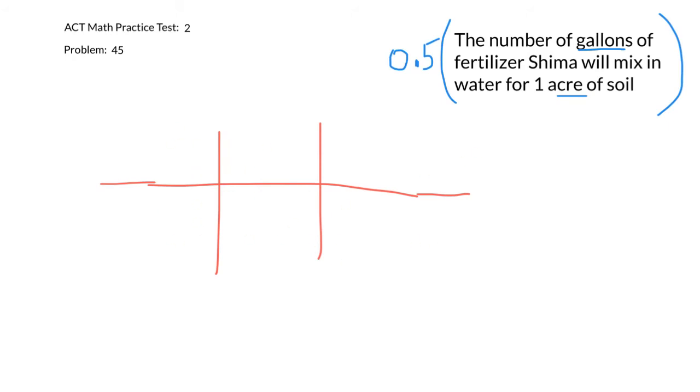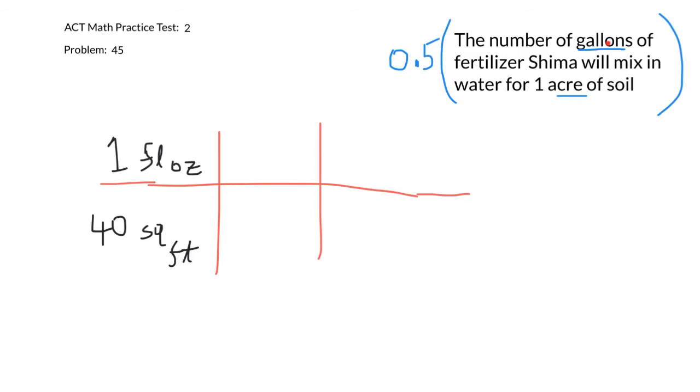But first, we need to fill up this table with the various relationships that were presented to us in the problem. Now, the first relationship they present is that 1 fluid ounce, that's the number 1, corresponds with 40 square feet.